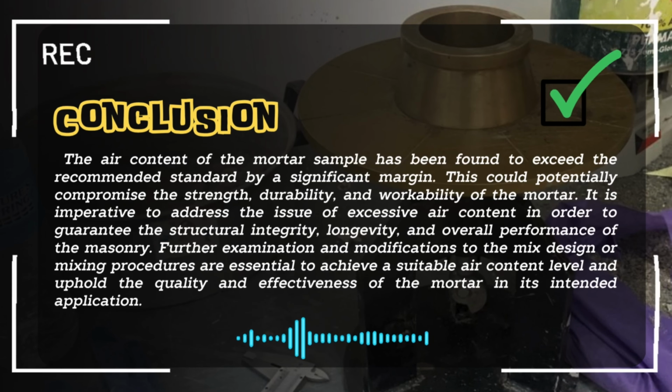The air content of the mortar sample tested was found to be 10.54%, determined through the volumetric method according to ASTM C185. In the case of Portland cement mortar utilized for masonry applications, it is recommended that the air content does not exceed 8%. The air content obtained in this sample significantly surpasses the recommended range, which can lead to various issues.